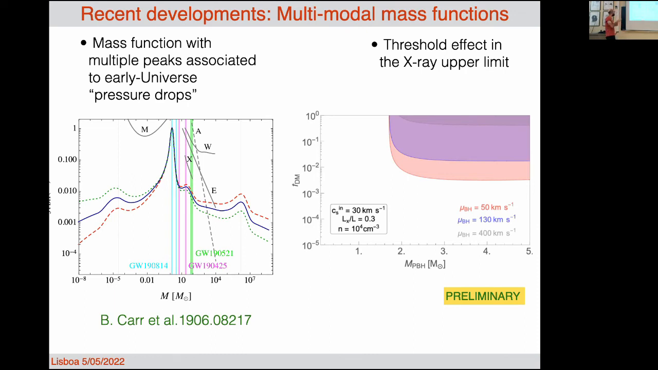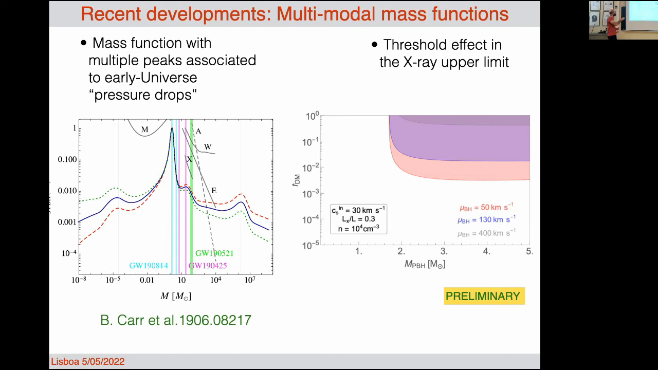So we considered a mass function taken from this paper that shows multiple peaks in the mass that are connected with interesting events in the early history of the universe that should facilitate the formation of primordial black holes. Each peak corresponds to a pressure drop in the early universe due to the change of the equation of state. For example, the big peak here is due to the QCD phase transition. All these events could facilitate the formation of primordial black holes because you have a drop in the radiation pressure associated to all these events.